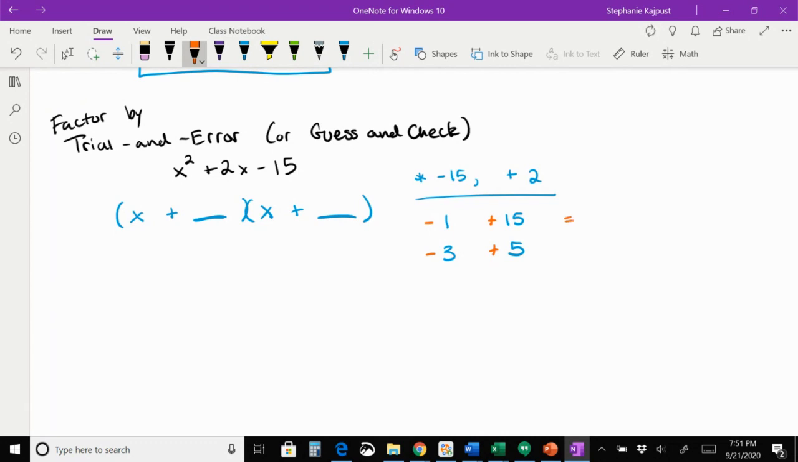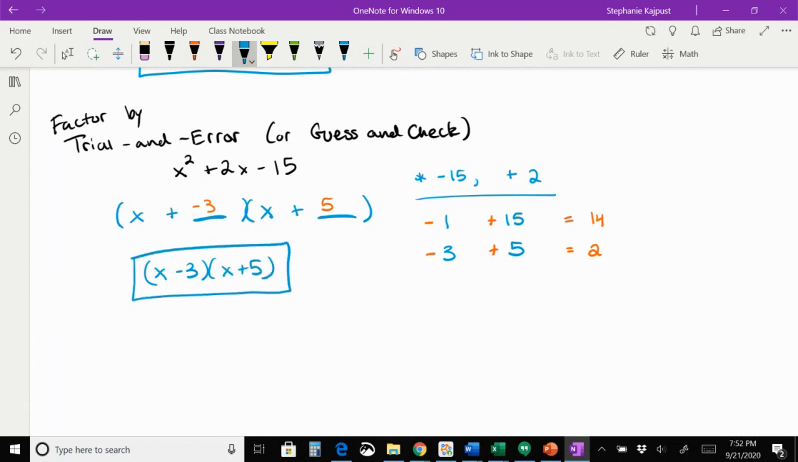So if we add these, negative 1 plus 15 is 14. That doesn't work. Negative 3 plus 5 gives you 2. So then all you need to do is plug in the pair that you found, negative 3 and 5, and that's your answer. We have (x minus 3)(x plus 5). That's factoring by trial and error, guess and check. You do have to do some guessing on what pairs work, but once you find the pair, you just stick them in the form.